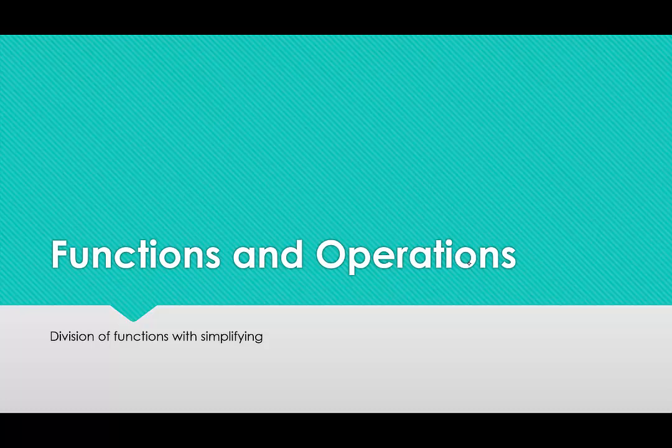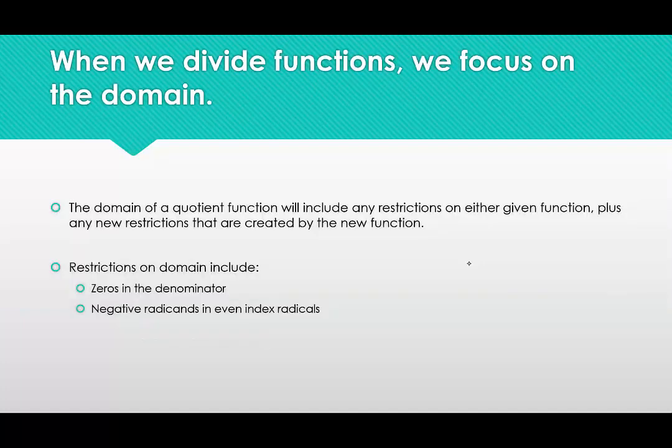In this video, we're going to look at division of functions that requires simplifying. Before we get started, let's just review that when we divide functions, we generally focus on the domain. The domain of a quotient function will include any restrictions on either given function, plus any new restrictions that are created by the new function. Restrictions on the domain include zeros in the denominator and negative radicands in even index radicals.